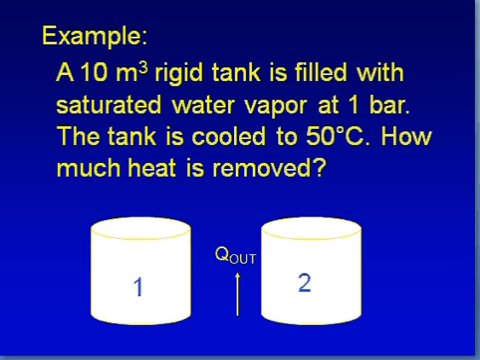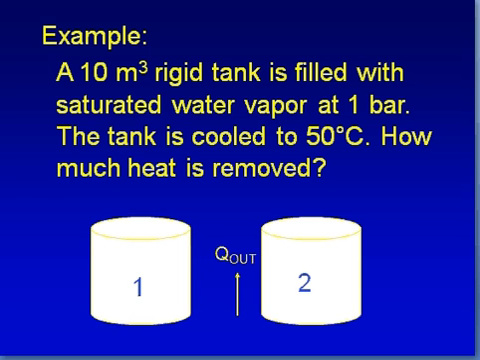Let's take a look at another example. A 10 meter cube rigid tank is filled with saturated water vapor at 1 bar. The tank is cooled to 50 degrees C. How much heat is removed? Well, the first question we'd want to ask is how much work is done, I guess, because we're looking at closed systems.